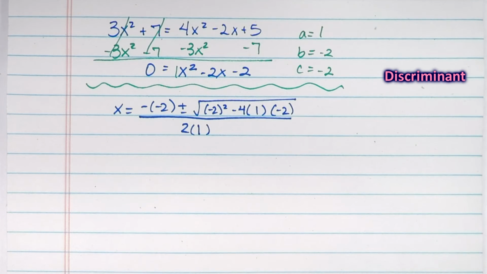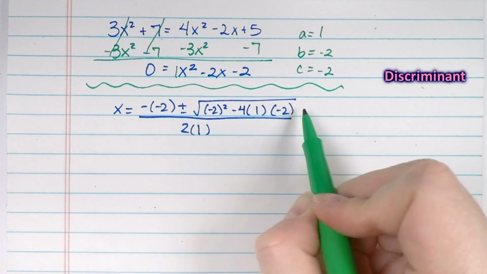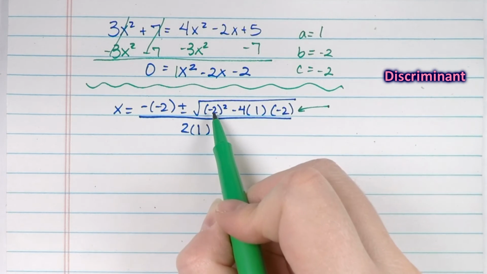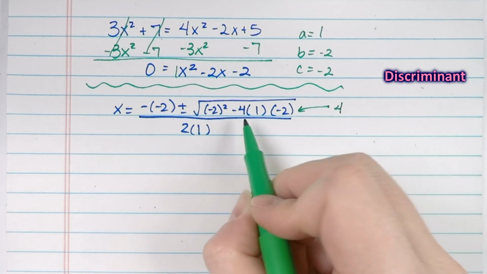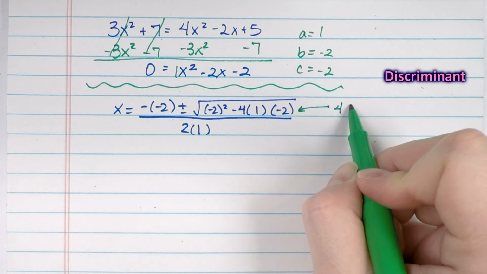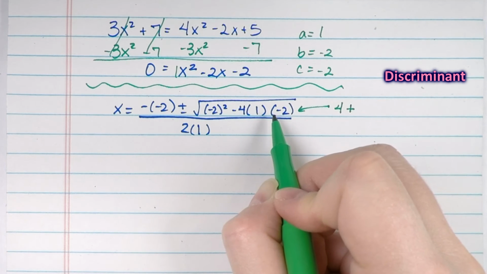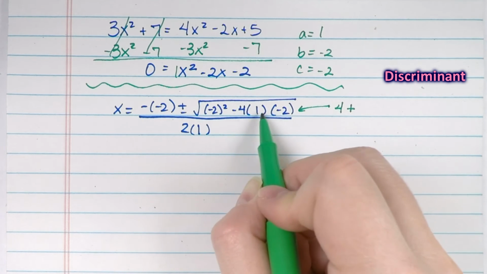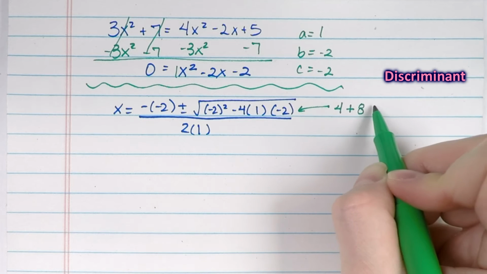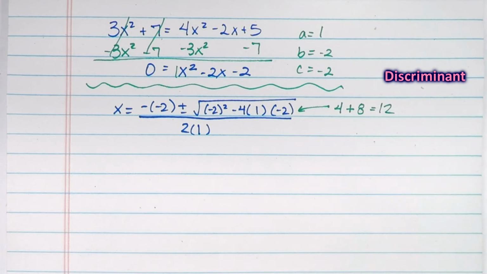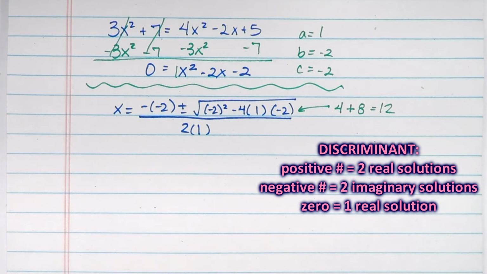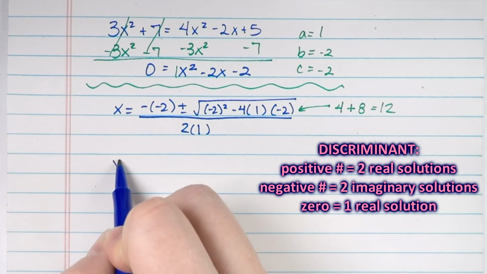And if we simplify the discriminant, this part underneath the radical, first, negative 2 squared will give me positive 4, and I've got negative times negative, which gives me a positive. Do your signs first, that will sometimes help. And then I've got 4 times 1 times 2, which will give me 8. So my discriminant, if I add these, is positive 12. And since that is a positive number, that means I'm going to end up getting two real solutions.